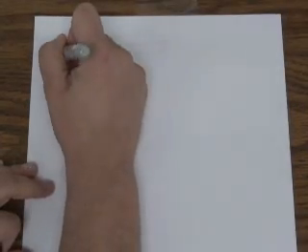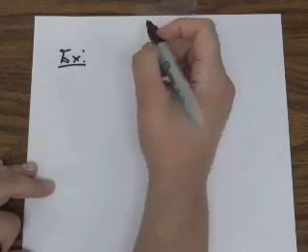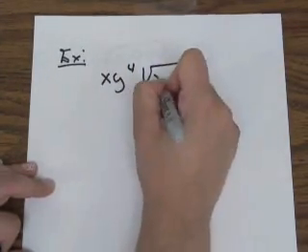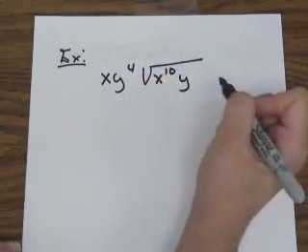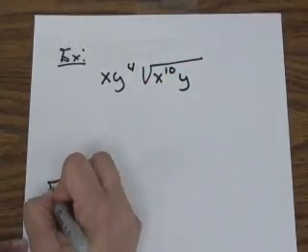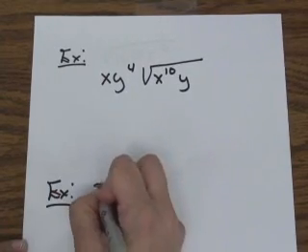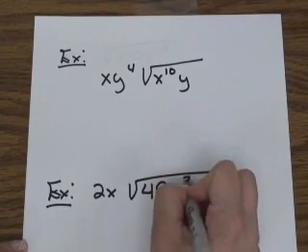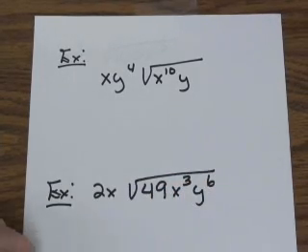Now let's just look at a few more problems that are a little bit more involved. xy to the 4th, square root of x to the 10th y. And let's also look at one more. 2x, the square root of 49 x cubed y to the 6th. Now I know what you're thinking. In the other problems we only had one letter. Now there's two. It doesn't matter. Look at each one individually and simplify it.